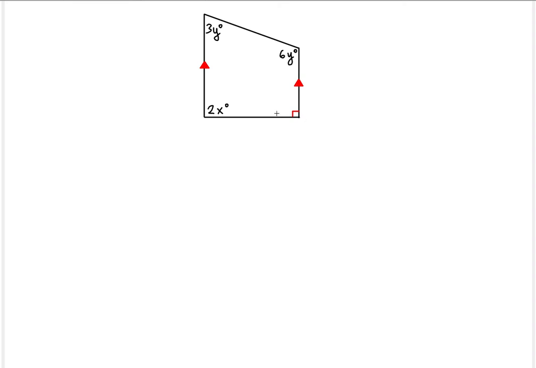So if it's supplementary, it means the sum of the 2x and the 90 is 180. So if you subtract 90 from 180, you will get the value of this angle. And since we're subtracting 90 from 180, 2x degrees is equal to 90 degrees. If we label this as angle A, we know that the 2x degrees plus the measure of angle A is equal to 180 degrees, right? Supplementary.